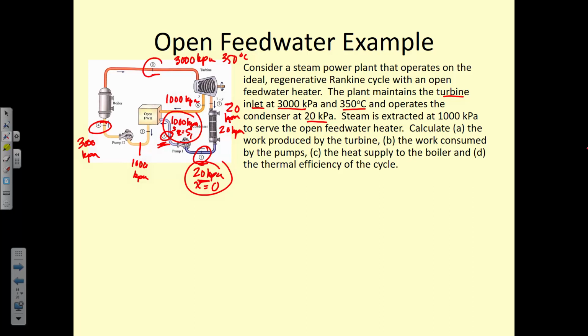So state five is fully specified. We can look this up in table A6, right? 3,000 kilopascals, 350 degrees Celsius. State 1 is fully specified, 20 kilopascals. It's a saturated liquid. State 3, ideally, coming out, is going to also be a saturated liquid. It's not vapor, because you can't pump a vapor. Okay.